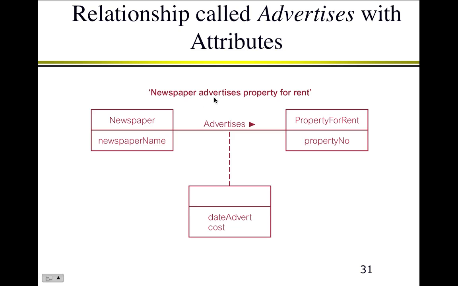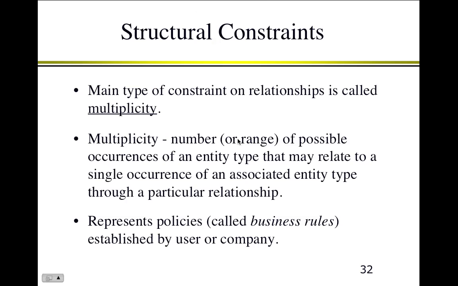So here we have a newspaper that advertises property for rent. We know it's going to be more than one newspaper, maybe, with more than one property. If you're looking into your crystal ball, you can kind of predict that it's going to be a multi-valued relationship. And in this case, we have a date for the advertisement. We have a cost, let's say. And these are attributes that are associated with the relationship. Not so standard, though. And I'll show you a more standard diagram in the next couple of slides.